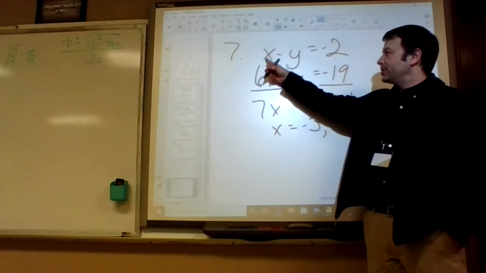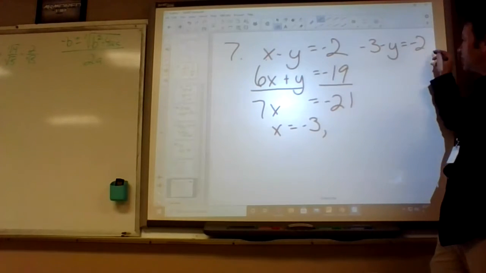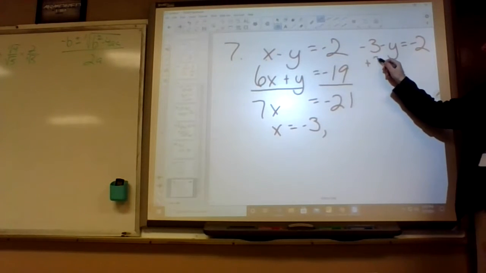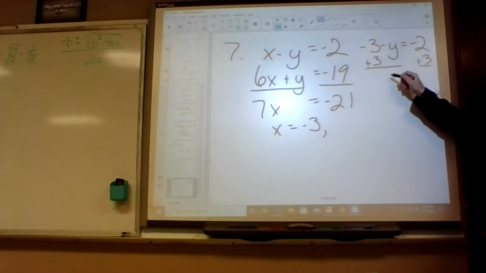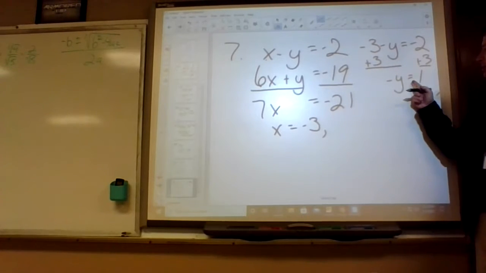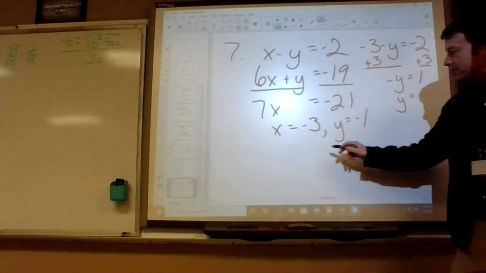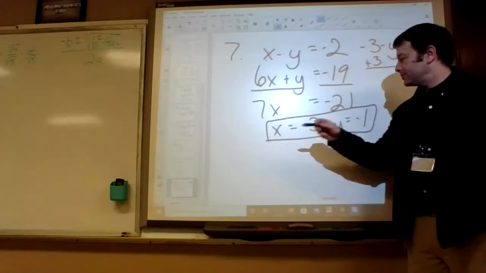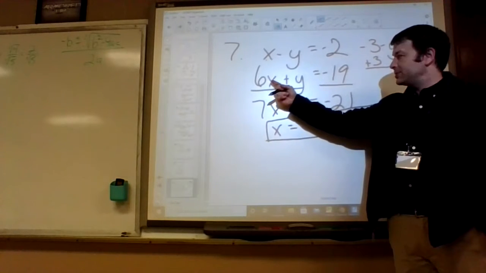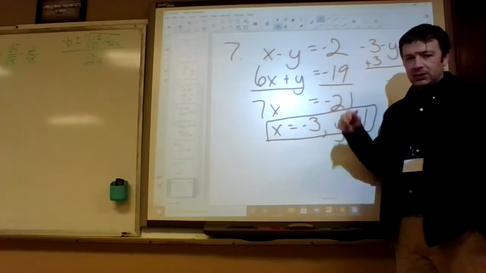Put negative 3 back into one of these equations. If I put negative 3 for that x, I get negative 3 minus y equals negative 2. How do I solve that for y? Add 3. I get negative y equals 1. So y would equal negative 1. If negative y is 1, y is negative 1, so I can multiply both sides by negative 1. x is negative 3, y is negative 1. If you want to check it, you can plug it in the other equation that we didn't use. 6 times negative 3 plus negative 1 is negative 19.